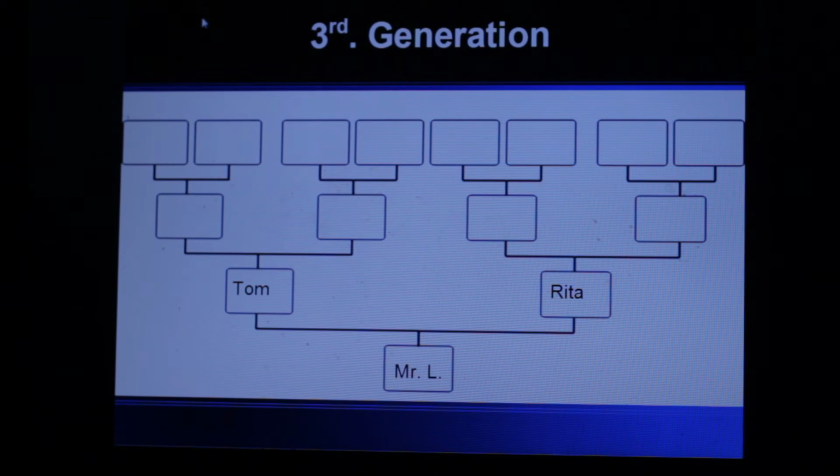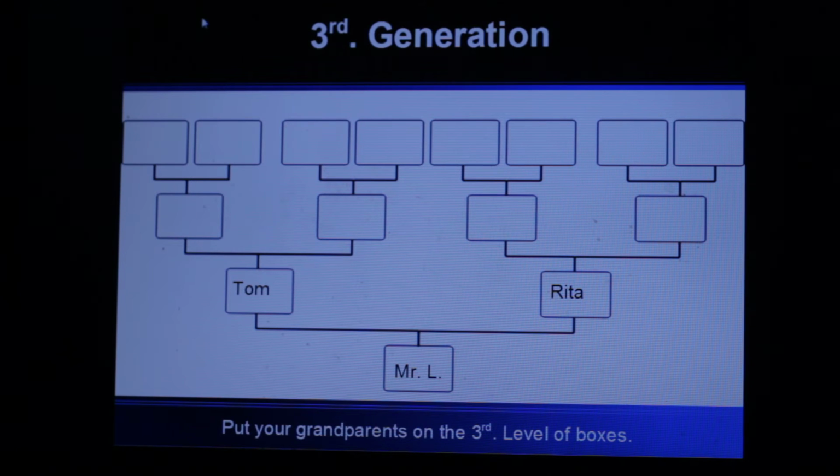Now, third generation is your grandparents. Put your grandparents in the third level of the boxes. Mine are Rudy, Christine, Herb, and Kathy. So you're going to put down as many grandparents as you know. If you don't know them, of course, leave it blank or ask your parents when you get home. Try to find out the names of your grandparents.